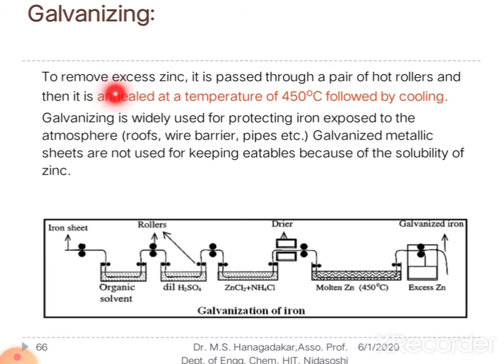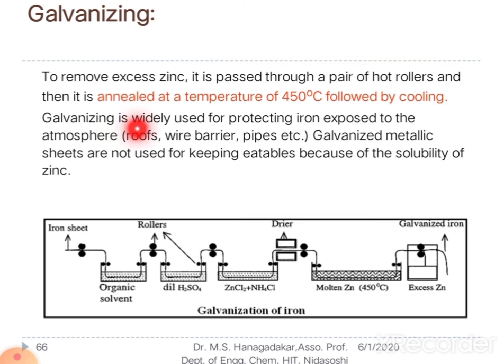So to remove the excess of zinc, it is passed through a pair of hot rollers, and then it is annealed at a temperature of 450 degrees Celsius to seal the pores or the holes, and then afterwards it is cooled. Then we get the galvanized iron sheet or iron object.